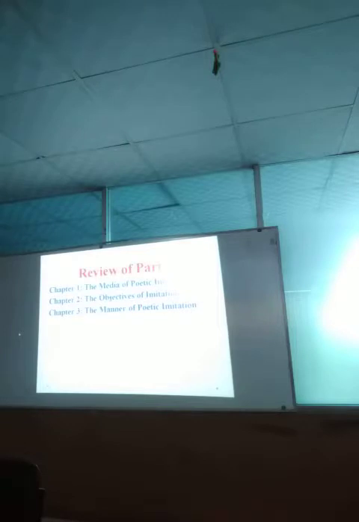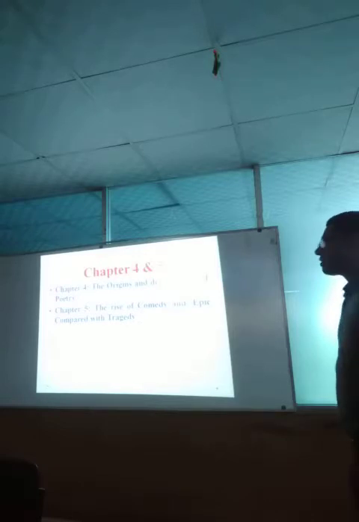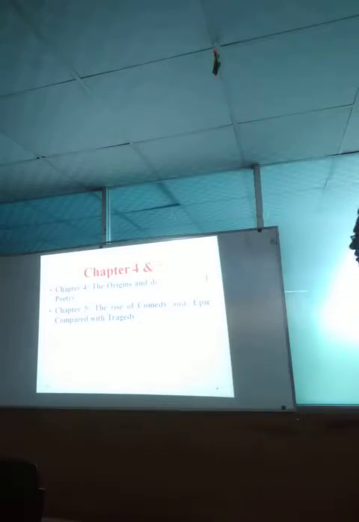So we have seen the first three. First one is what? Media of the poetic imitation. Then second one is objects of the poetic imitation. Third one is what? Third one is manner of the poetic imitation. So anyway, today we'll discuss in details chapter 4 and 5. Chapter 4 and 5 of Poetics by Aristotle.